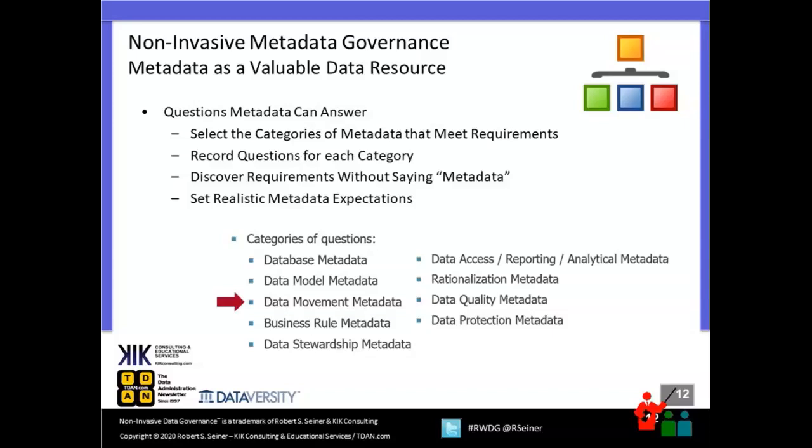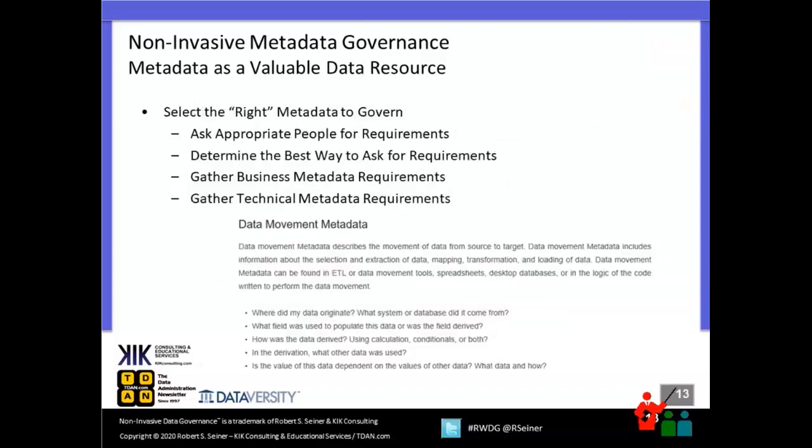What I want to do is focus on the data movement metadata and provide you with a list of some of the questions that we might want to ask people to figure out what type of metadata they need, specifically about data movement. So we're going to ask the appropriate people for the requirements, and we're going to determine the best way to ask the question. Again, not asking them what metadata they need, but wording your questions in such a way that it makes sense to them. And we don't only want to collect the business metadata. There's technical metadata that is going to be important to people as well.